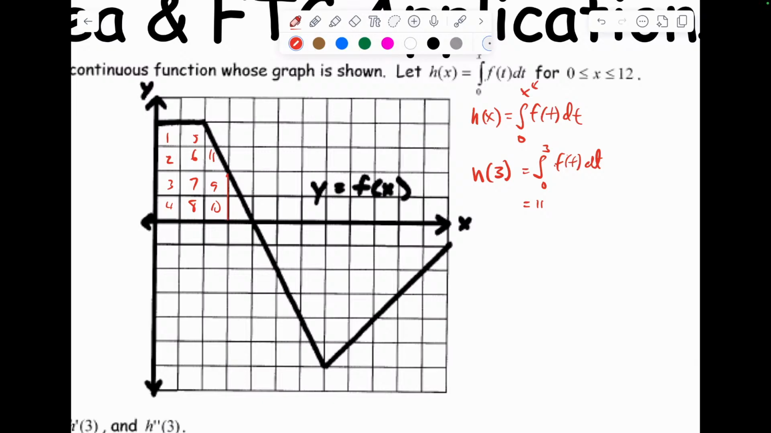Okay. So the next part is, can you figure out what h prime of 3 is equal to? So what is h prime of 3? Now this one requires a little bit of understanding of FTC part 1 and part 2. So hopefully you can understand that. Yeah, FTC. I guess we have the capital G first.